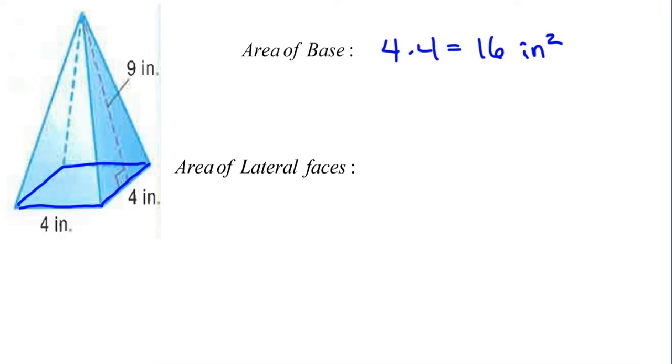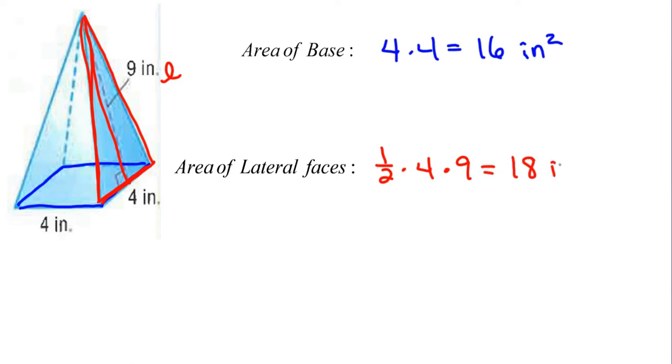And then the area of my lateral faces are going to be these identical triangles here. So I've got a triangle here, which has a base of 4. So I have 1/2 times 4 times the slant height. Here's my slant height, 9 inches. So 1/2 times 4 times 9 is 18 square inches.